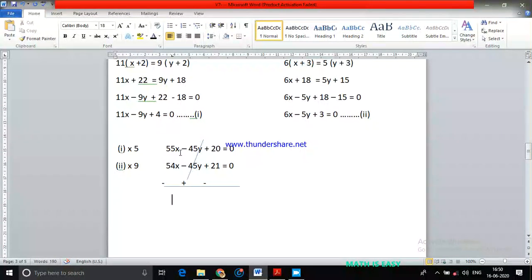This is plus 55x minus 54x. 55 minus 54 is 1x. That is just x will be equal to, sorry, not equal to, plus 20 minus 27. 20 minus 27 will be minus 7, will be equal to 0.